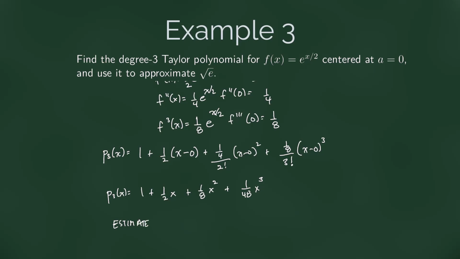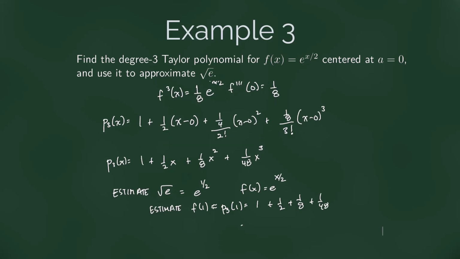All right, we're going to notice that we want to estimate the square root of e, but of course that's equal to e to the 1/2. Our function is f of x equals e to the x over 2, so e to the 1/2 is f of 1. So we're looking to estimate f of 1 using p sub 3 of 1, which is going to be 1 plus 1/2 plus 1/8 plus 1 over 48.